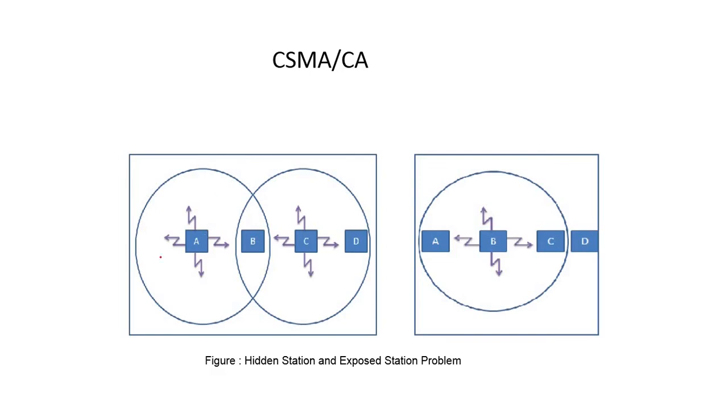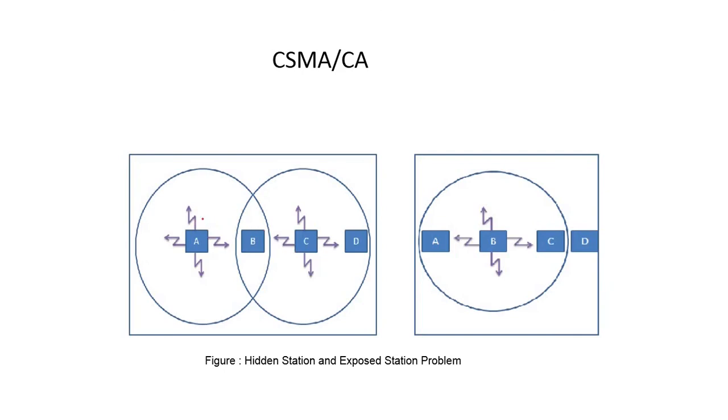Suppose A wants to transmit to B and C wants to transmit to B. Get it? So there are two problems here: the hidden station problem and the exposed station problem. Let's see the hidden station problem first. A wants to broadcast data for B and C wants to broadcast data, again for B. So both are transmitting.